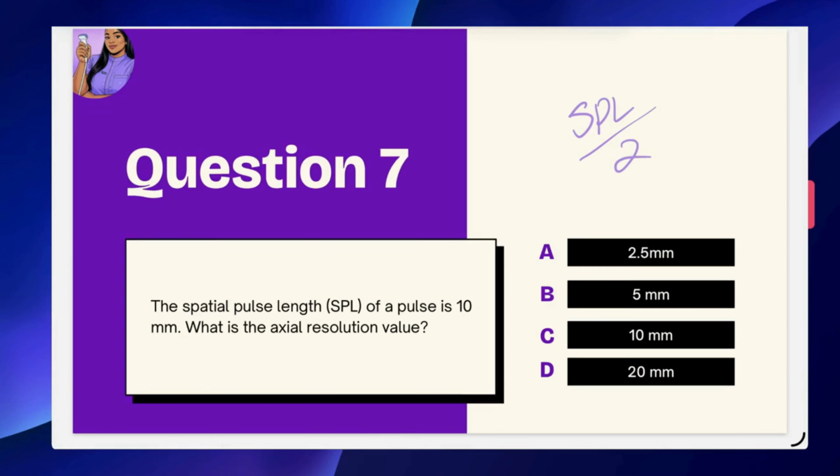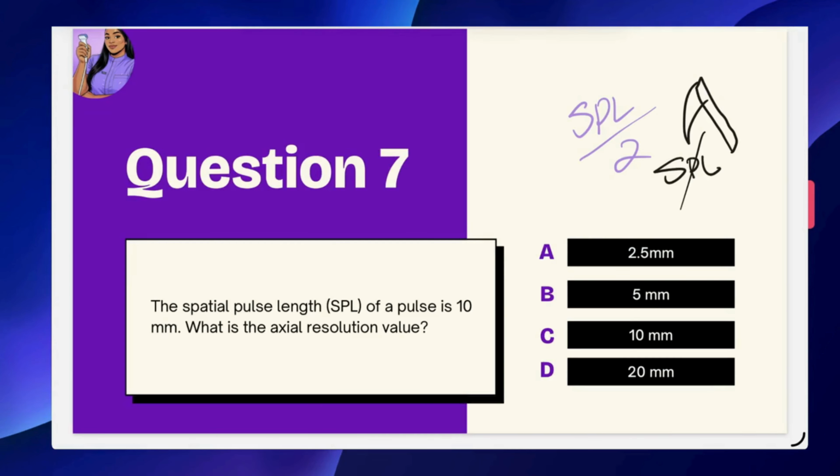I also have another trick for that, okay? I think of axial resolution as an axe, guys. Let's see if I can draw it. So we get an axe and we are chopping the SPL in half. Good way to remember it if you ever forget the formula for axial resolution. We have an axe and we are chopping the SPL in half.